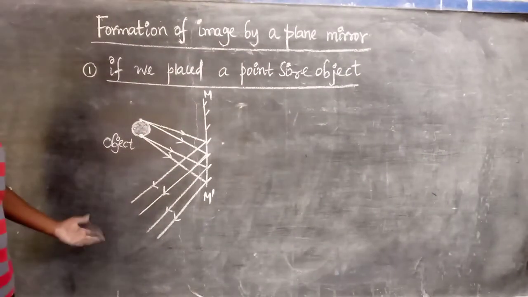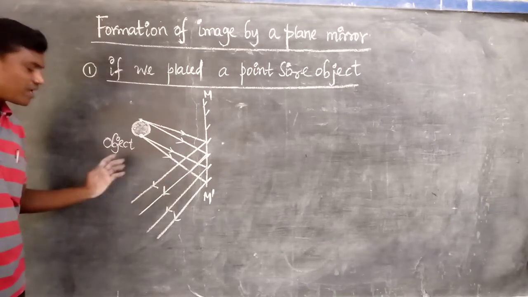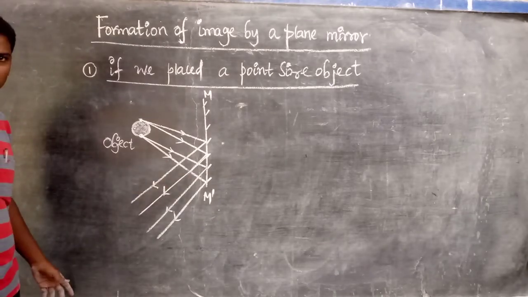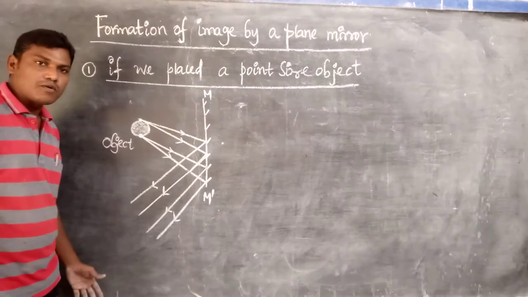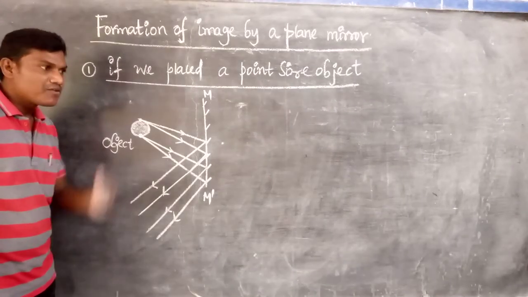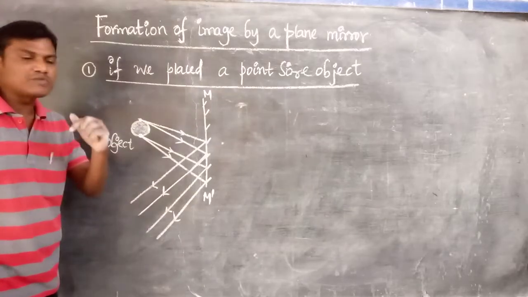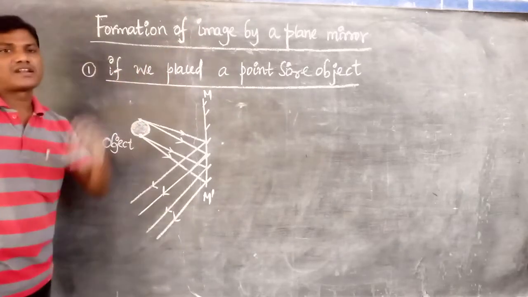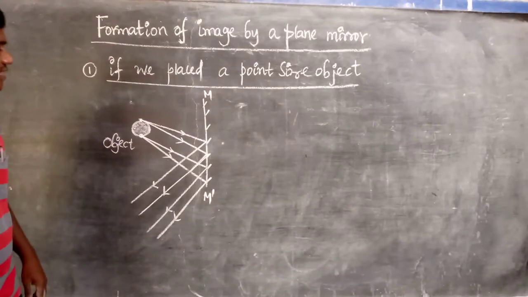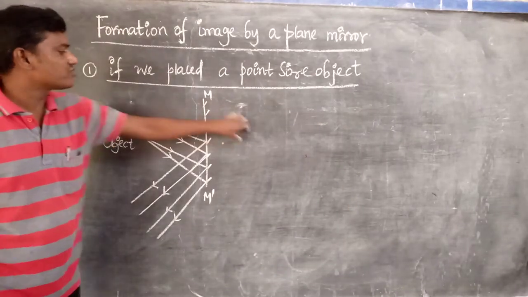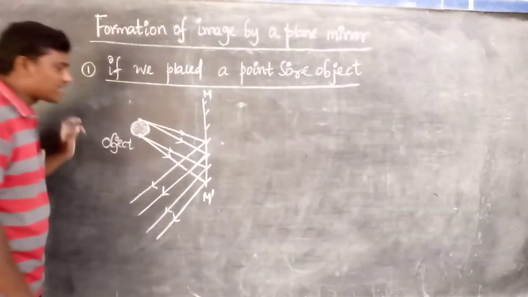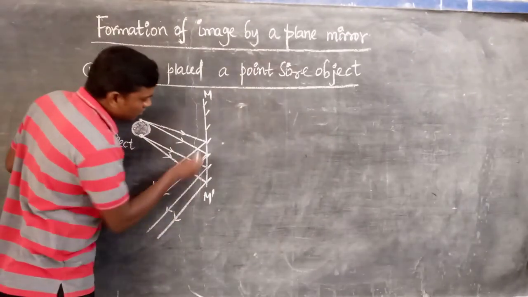So will the image be formed in front of the plane mirror? No. Why? Because we know that when you stand in front of a plane mirror, our image is formed inside the mirror, that is, behind the mirror. That's why this object's image will also be formed behind or inside the mirror.